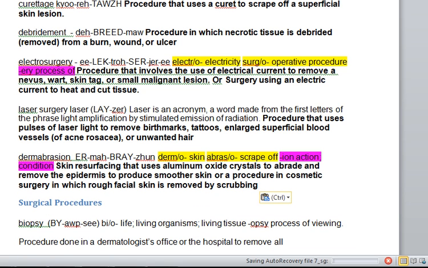Dermabrasion. Derm means skin, abrase means scrape off, and ion means action or condition. And this is a skin resurfacing, and the text says that it uses aluminum oxide crystals to abrade and remove the epidermis to produce smoother skin. That definition seemed a little bit complex to me, so I went out and found another one that says simply a procedure in cosmetic surgery in which rough facial skin is removed by scrubbing. And that was the simplest definition that I found.